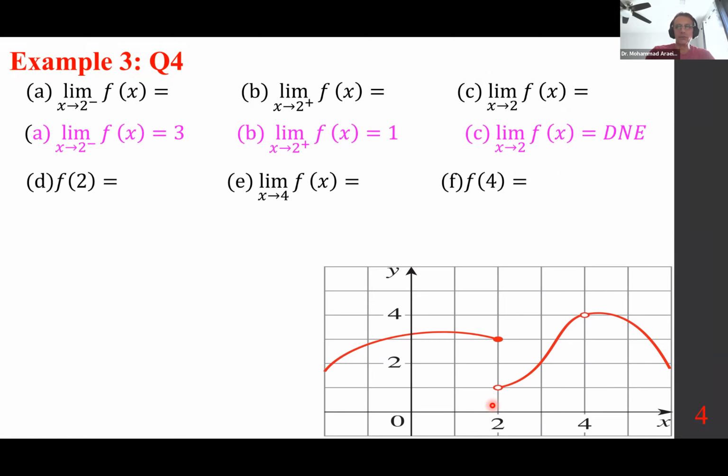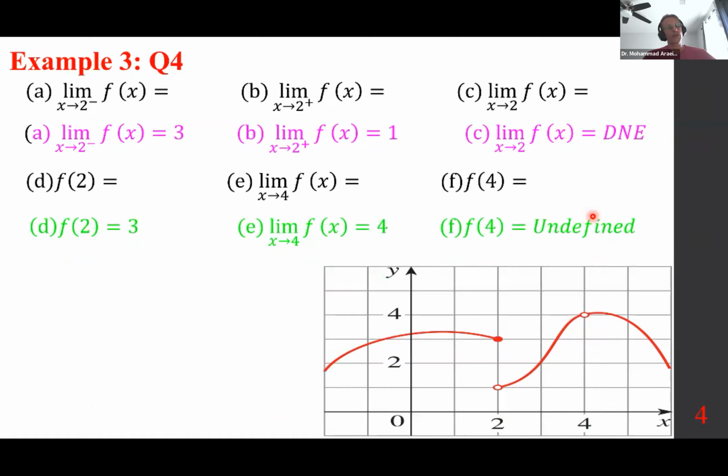Now, what is f of 2? You look at this dot, which has the y coordinate 3. That's the answer, 3. What is the limit of f of x as x approaches 4? From both sides, we are moving towards this point, having the y coordinate 4. What is f of 4? I don't know. It's not given. It's undefined. So again, we want to distinguish among those.